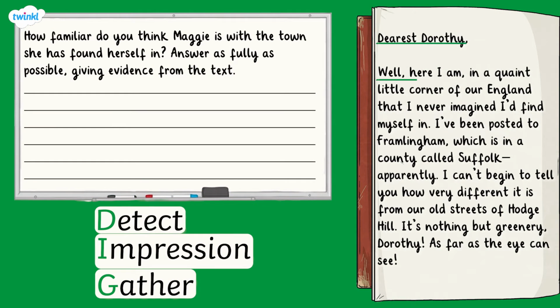Dearest Dorothy, well, here I am in a quaint little corner of our England that I never imagined I'd find myself in. I've been posted to Framlingham, which is in a county called Suffolk, apparently.